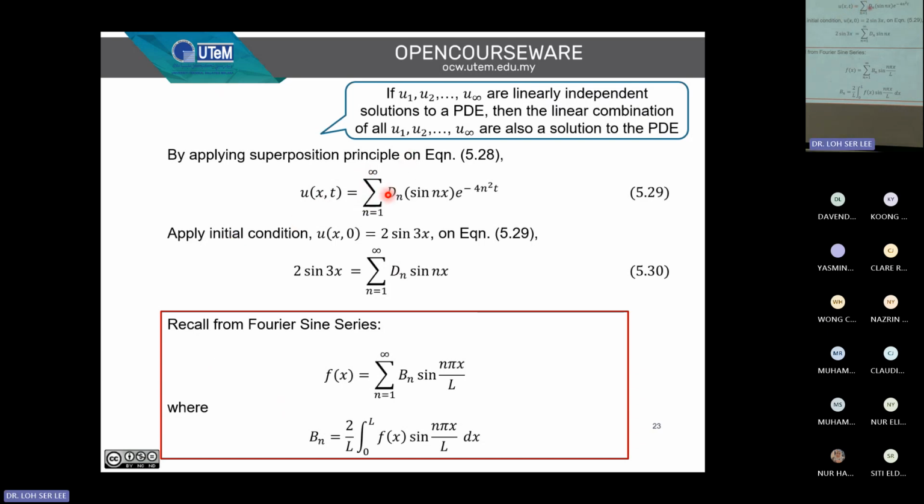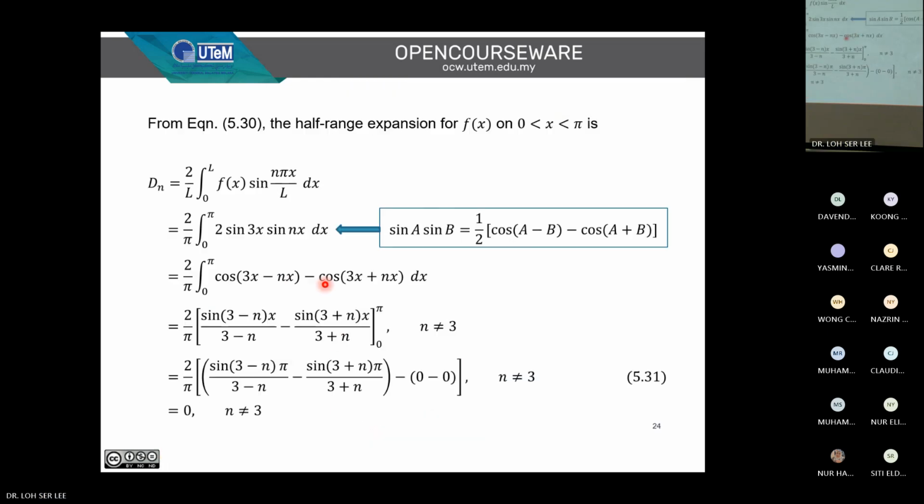Sum up the right hand side function from 1 up to infinity. Then we apply the initial condition when t is 0. When t is 0, e to the 0 is 1. So we have only this, and your u(x,0) will be 2 sine 3x. When your initial condition is a sine function, you have two choices. Whether you want to use this to integrate, or there's another alternative way, which is very simple.